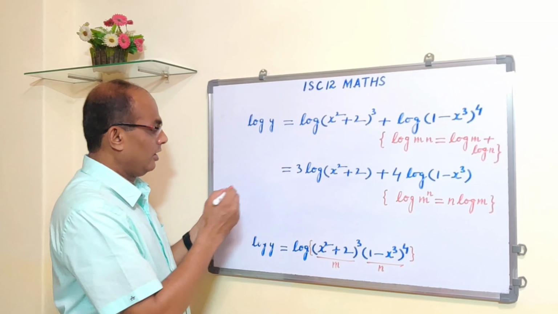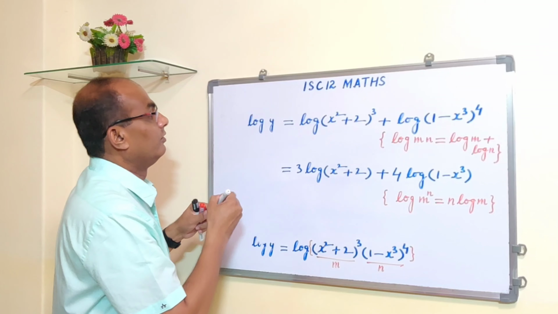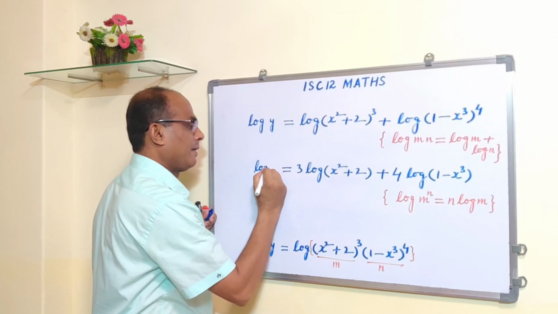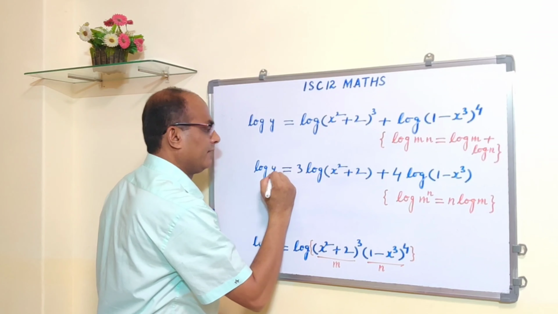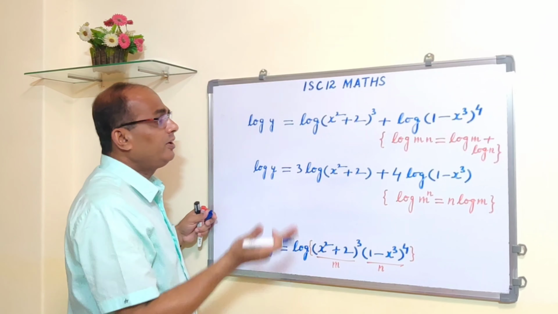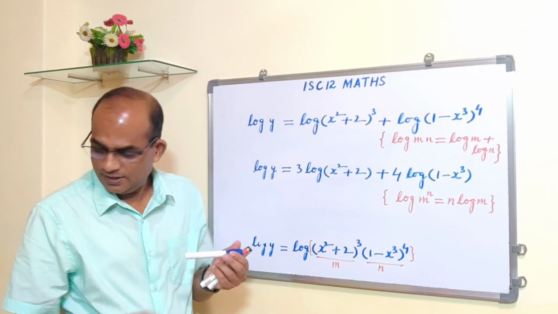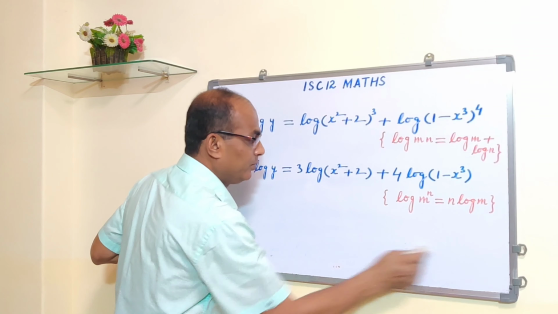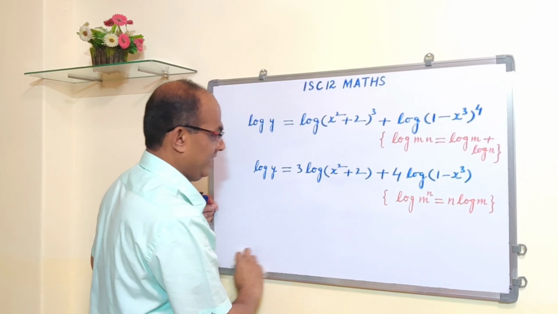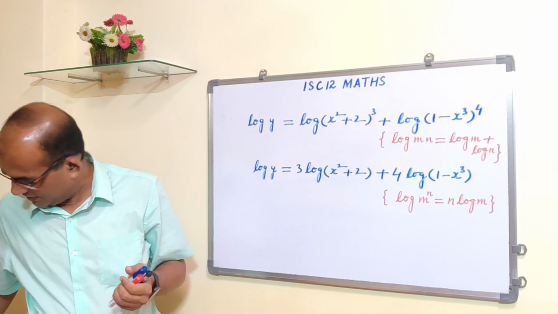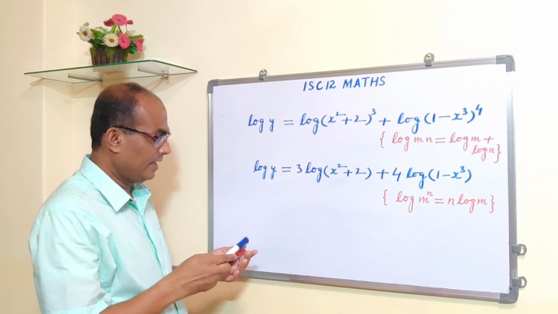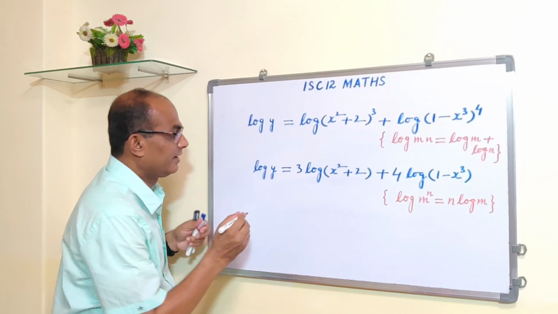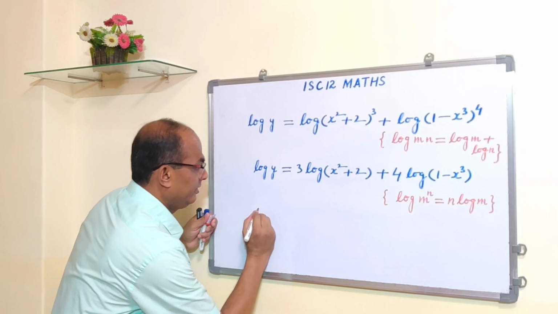Alright, so this is log y is equal to... Now we differentiate, so easy, so simple. On differentiating both sides with respect to x we get. Let's write down everything. Differentiating both sides with respect to x we get. Differentiating, write down please here.